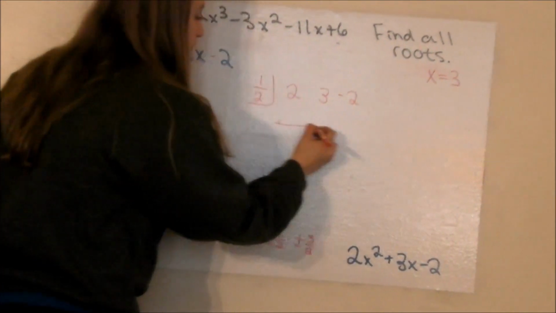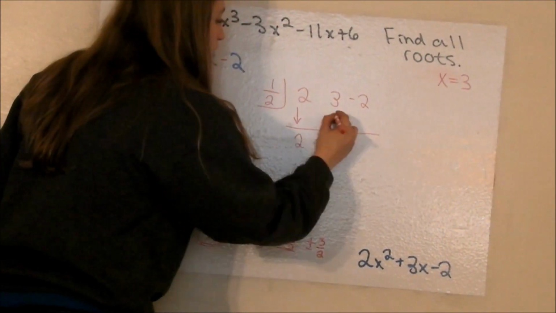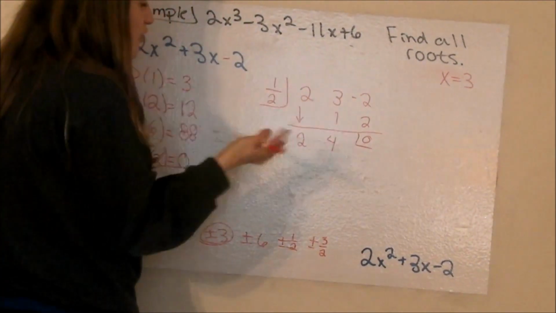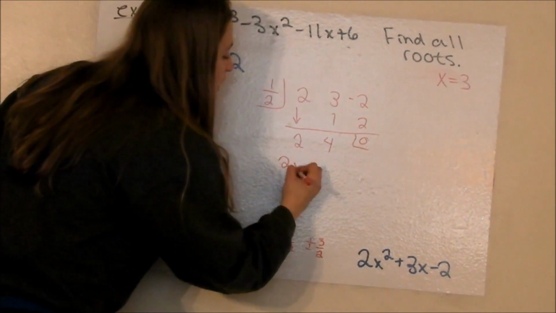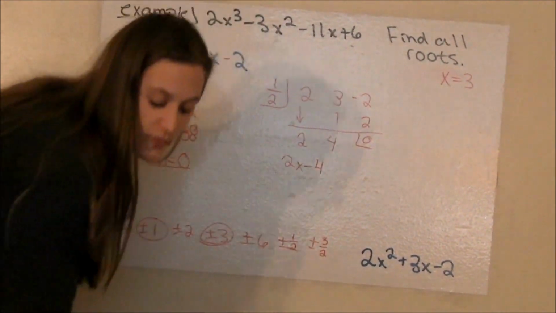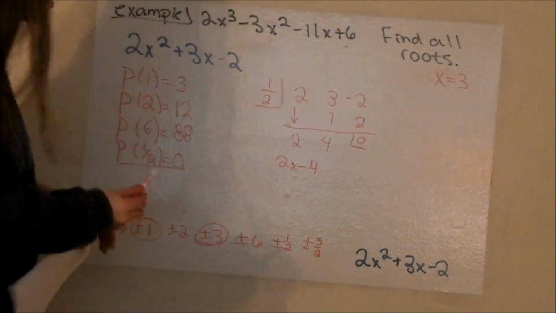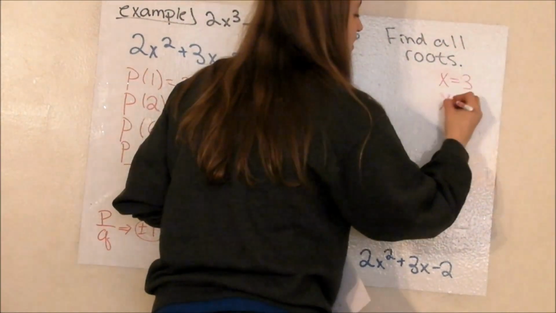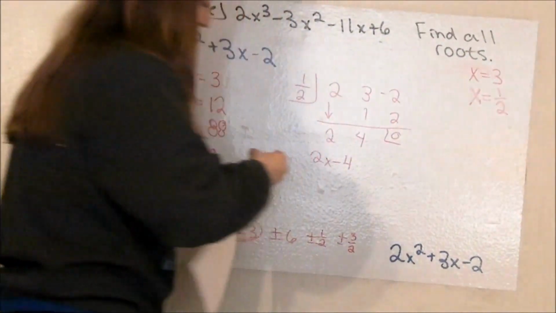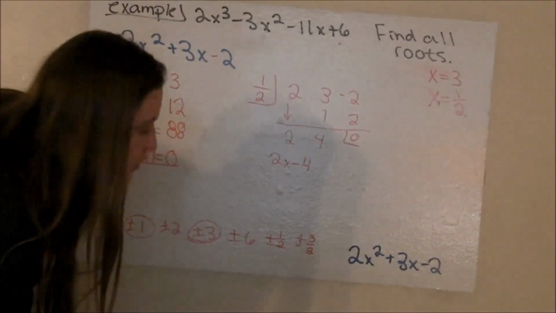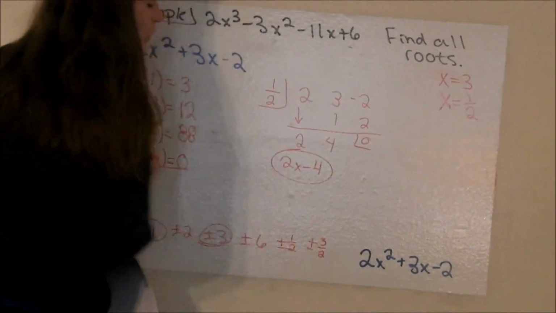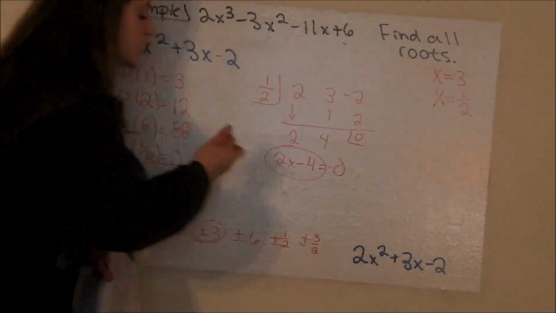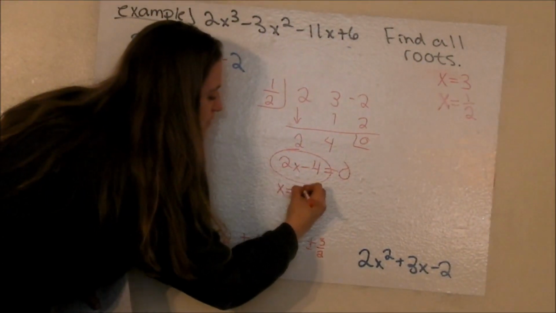Okay? So then again we have another depressed polynomial, 2x minus 4. So part of our answer, we already know that 1/2 is a root as well. So x equals 1/2. Now we have this last depressed polynomial here. We can set this one equal to 0 and solve for x, and that'll give us our final root. So we're going to get x equals 2.